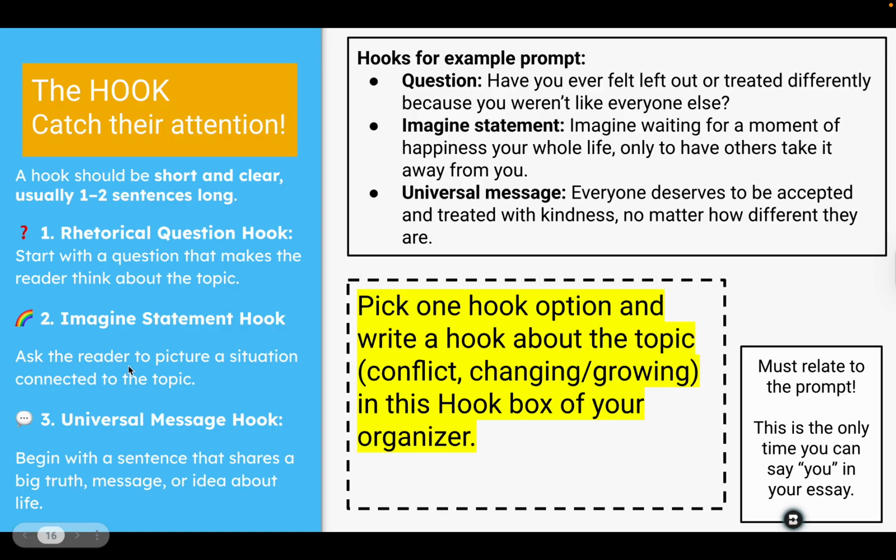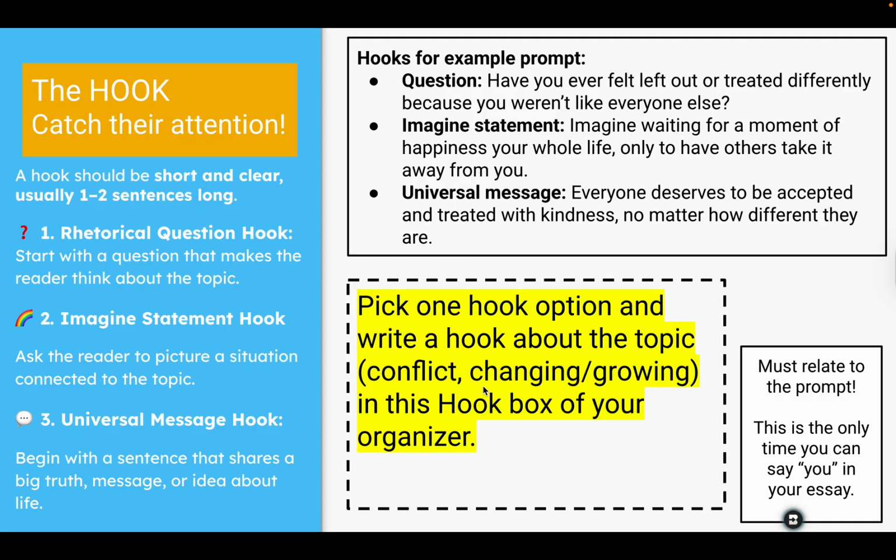The next one is an imagine statement. You're asking the reader to picture a situation connecting to the topic. So imagine waiting for a moment of happiness your whole life only to have others take it away from you. Notice how I started with the word imagine. And then the last one is a universal message hook. So begin with a sentence that shares a big truth, message, or idea about life that connects to the topic. So again, with that question about the prompt about theme, this one was, everyone deserves to be accepted and treated with kindness no matter how different they are.